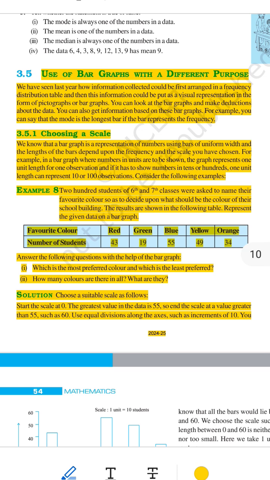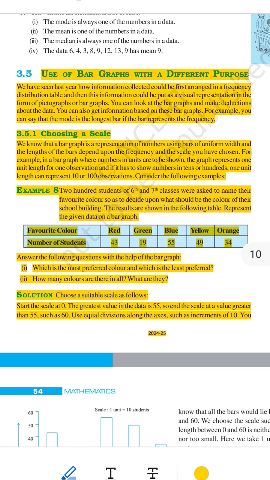What is a bar graph? A bar graph is a way of showing numbers using bars. Each bar represents something, like a color, fruit, students' marks, etc. The height or length of a bar shows how big the number is. Bar graphs help us see data quickly and compare different items easily.